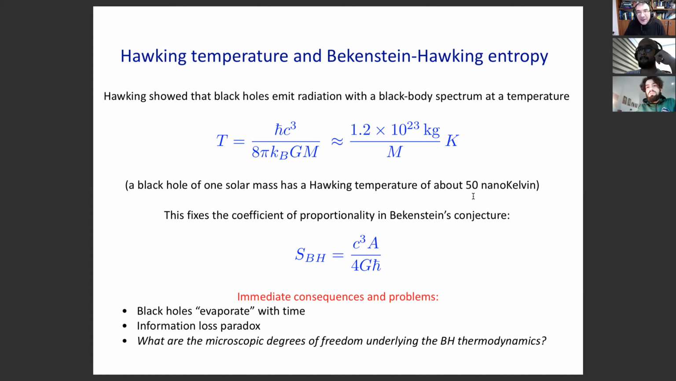So clearly, forget about detecting this, with many astrophysical phenomena, accretion disks and so on. So clearly this is not something you can detect. However, the Bekenstein-Hawking entropy, which is proportional to the horizon area, has h bar in the denominator, and the entropy of a black hole is actually gigantic.